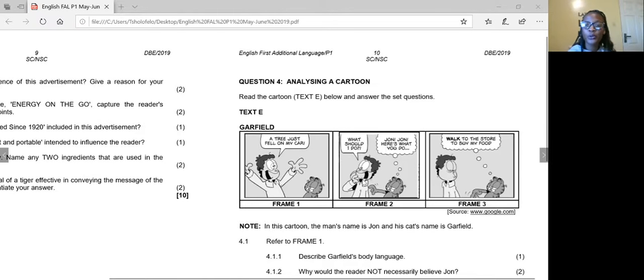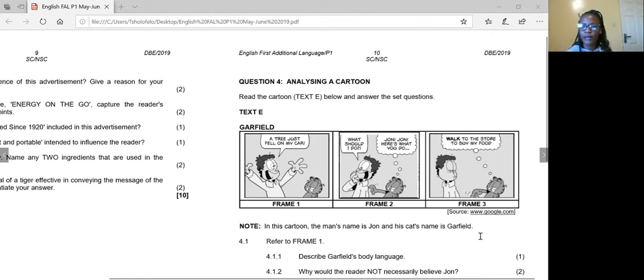In frame number 2, he's saying, what should I do? And then again on frame number 2, we have a thought bubble where Garfield is saying, John, John, here's what you do. And then frame 3, he's saying that, no, he's not saying, he's thinking, because this is a thought bubble, not a speech bubble. When you see circles like that, not a pointy edge, it's not a speech bubble, but a thought bubble. He says, walk to the store to buy my food.